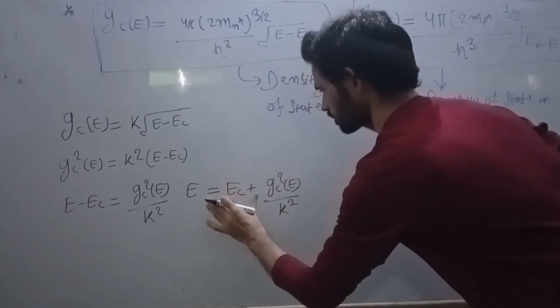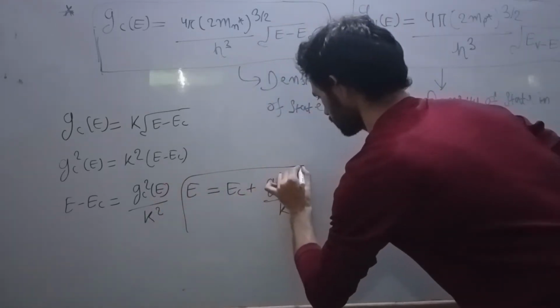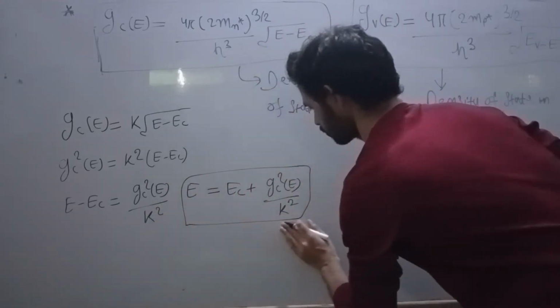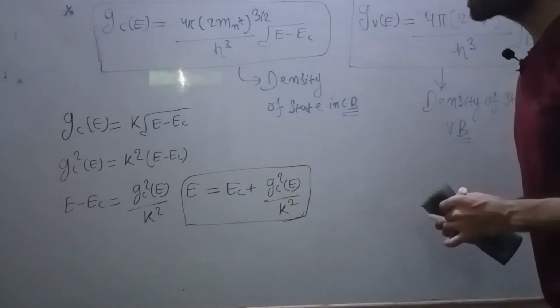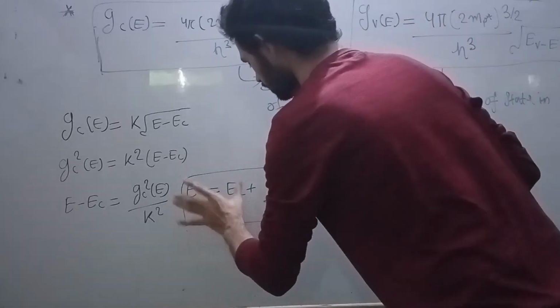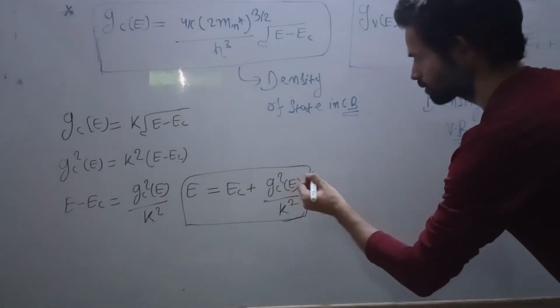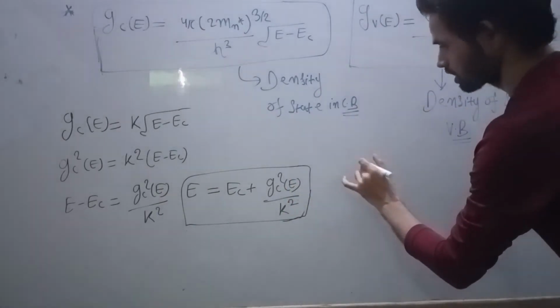Yes or no? So this is what? My energy. Yes, energy of what? Free particle. Energy of electron as a particle. Where? In conduction band. Now see for hole, similarly for hole what is here?